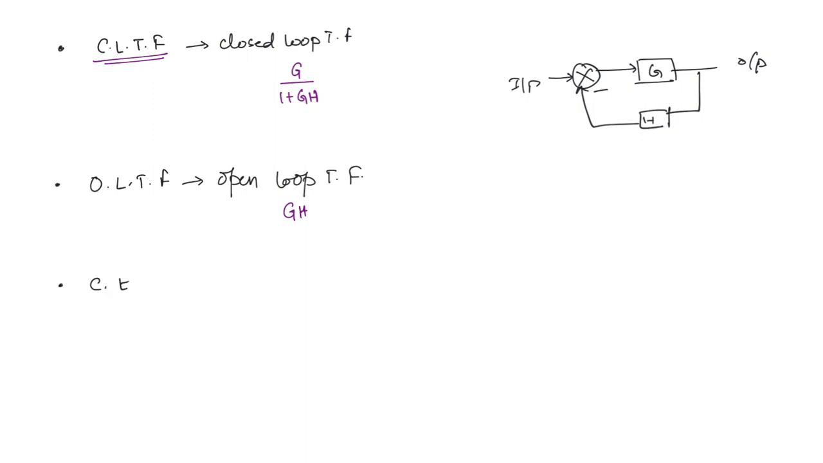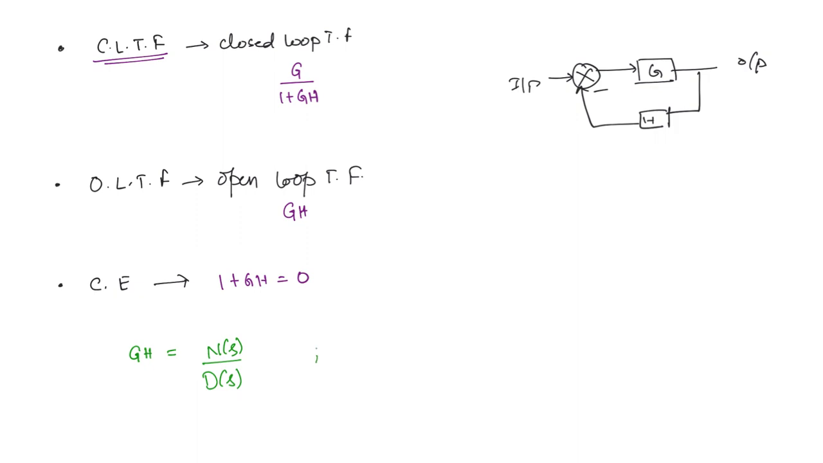Then next, what is the characteristic equation? Some of these terms you already know, we are just revising here. The characteristic equation is the denominator of the closed loop transfer function equated to 0. That means 1 plus GH is equal to 0 is the characteristic equation. Now let us represent the open loop transfer function in terms of a numerator function and a denominator function. We write the numerator as n of S, and the denominator as d of S.